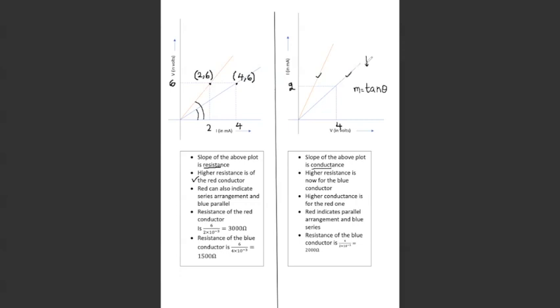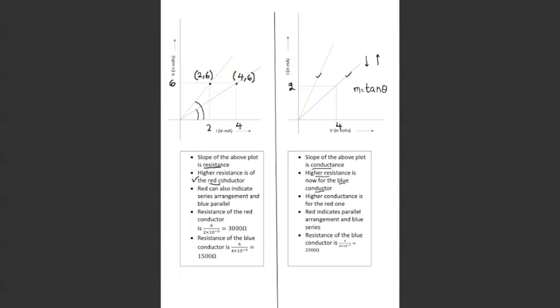And conductance and resistance are inversely proportional to each other. So if the conductor shown in blue has lower conductance, automatically its resistance is going to be higher. Therefore, higher resistance in the second case is for the blue conductor, and higher resistance in the first case is for the red conductor. Sometimes questions are also asked on series and parallel arrangements.